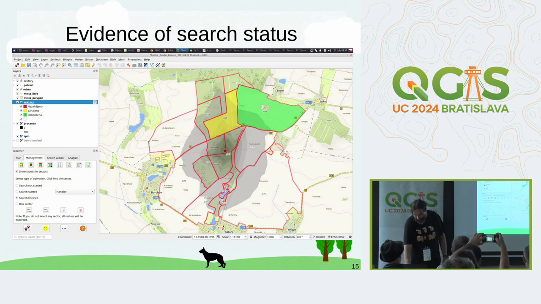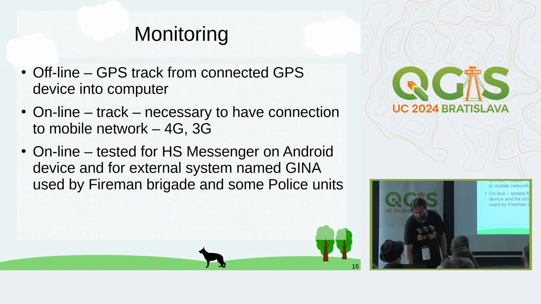That's basically the way how it works. And if we are only offline, which is quite common, then it works in a way that if somebody is searching, he returns back to the car where this software is running, and he connects the GPS to the computer. We download the track, and we can show the track on a map. If we are lucky, which is not quite common, then there is also online tracking possible. We are able to connect to some online tracking.